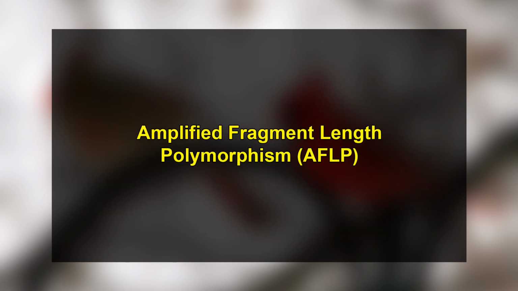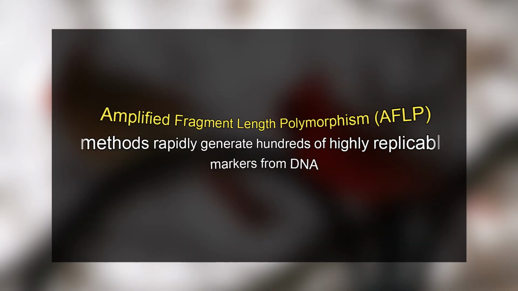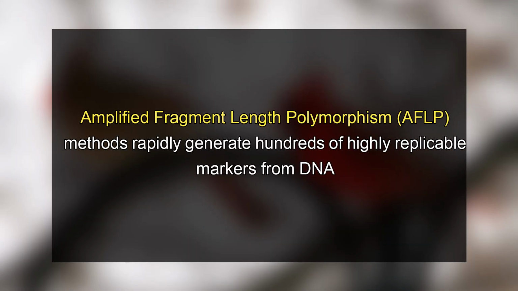Dear students, let's talk about the amplified fragment length polymorphism, or AFLP. AFLP markers have found the widest application in analysis of genetic variation below the species level, particularly in investigations of population structure and differentiation. AFLP methods rapidly generate hundreds of highly replicable markers from DNA. Thus, they allow high-resolution genotyping of fingerprinting quality.